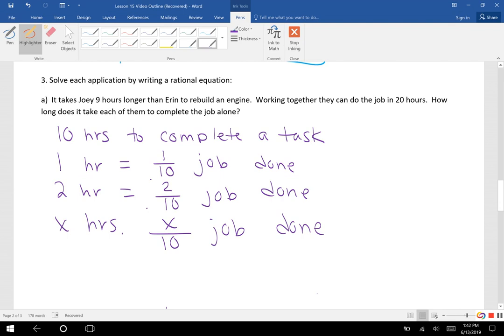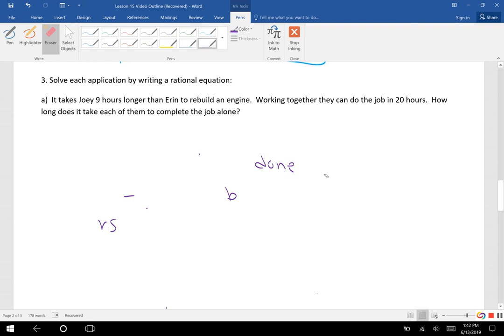That each person alone can complete a fraction of the job, and together they're going to complete the entire job. Okay, so let's erase that, and now let's get the problem started.